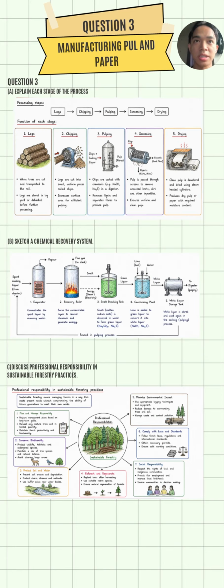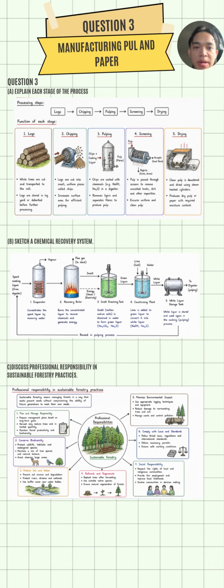Now, proceed to question 3. For A, explain each stage of the process. The processing steps include log chipping, pulping, screening, and drying. Chipping reduces the size of the wood. Pulping separates the cellulose fibers. Screening removes the impurities, and drying removes the moisture.